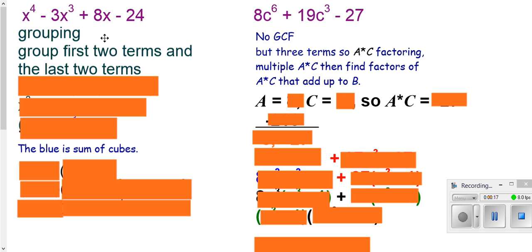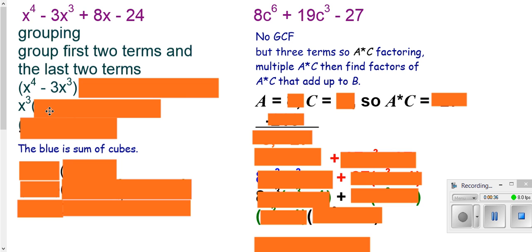Once in a while, when you're dealing with grouping, you're going to have to group the first three and leave the last one by itself, or group the last three and leave the first one by itself. But in this one, we're going to try grouping the first two and grouping the last two. So out of the first two, what can we pull out? Well, we could pull out an x cubed, leaving me then with, in the parentheses, an x minus 3.